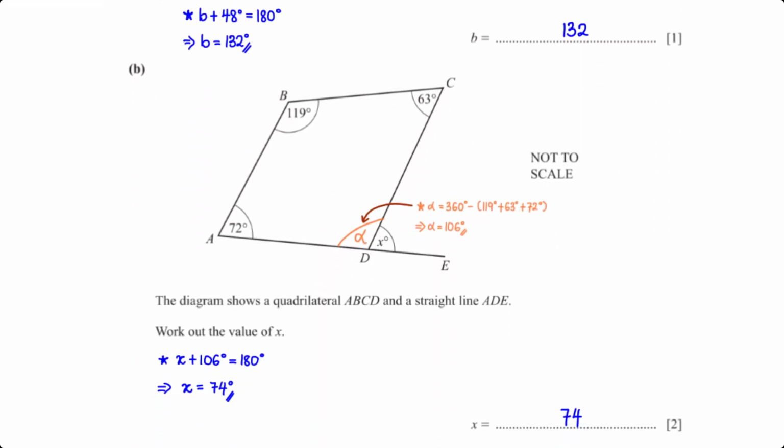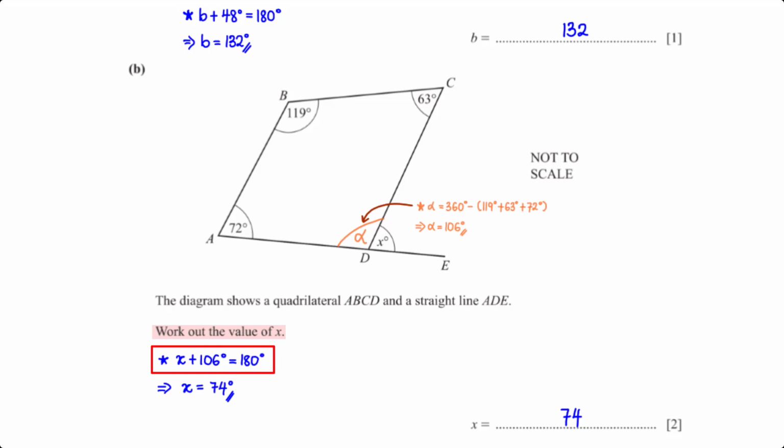The diagram shows a quadrilateral ABCD and a straight line ADE. Work out the value of x. The sum of interior angles in a quadrilateral is 360 degrees. So to get this angle, we subtract the sum of 119, 63 and 72 from 360 degrees, which is equal to 106 degrees. Angles on a straight line add up to 180 degrees.